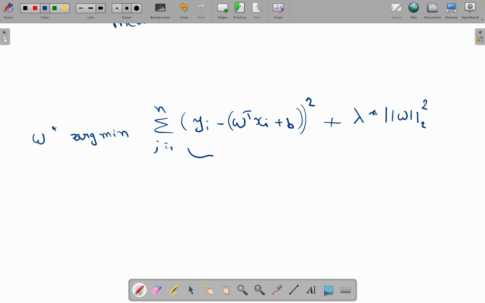This will be called the loss and this will be called the regularizer. So why would we require a regularizer in linear regression?